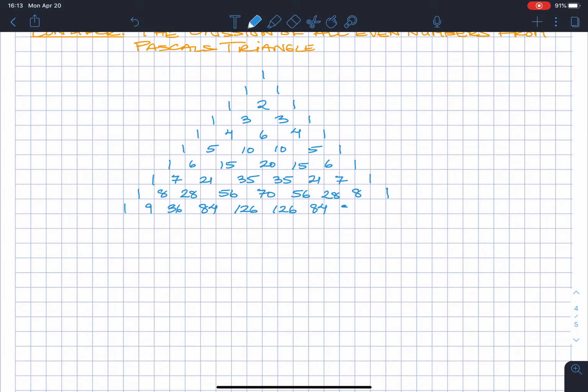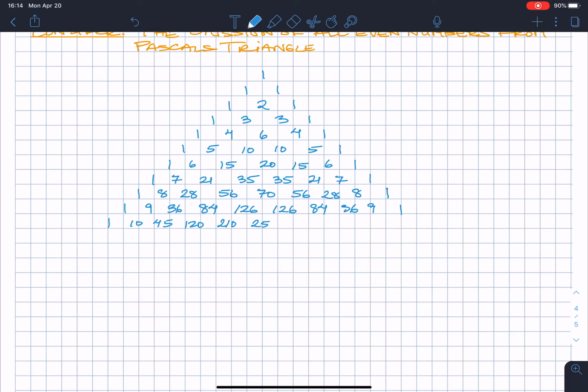36, 9, and 1. Oh boy, how far should I go? 10. Okay, so 1, 10, 45, 36 and 84 is 40 and 80, so that's 120. 126 and 84, that's going to be 210. 126 and 126 is going to be 252.